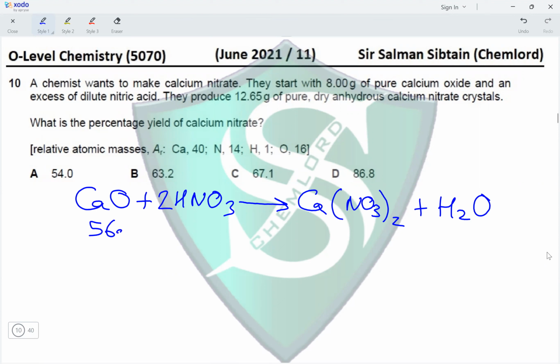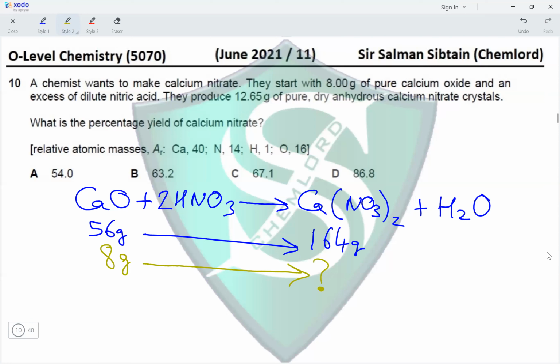So if we look at the Mr, calcium is 40 and oxygen is 16. So mass of 56 grams produces, now this is calcium nitrate, 40 plus 14 times 2 plus 16 times 6. This will give us a value of 164 grams. So if we have 56 grams of calcium oxide, 164 grams of calcium nitrate is produced, and the question tells us that we are having 8 grams of calcium oxide. So how much calcium nitrate would be produced? We would calculate 8 divided by 56 multiplied by 164.